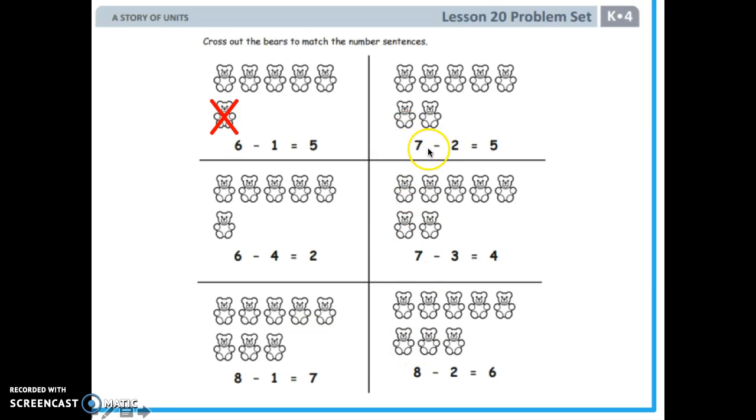This one says 7 minus 2 equals 5. So you're going to use the cross-out strategy to show 7 minus 2 equals 5. I hope that you have fun.